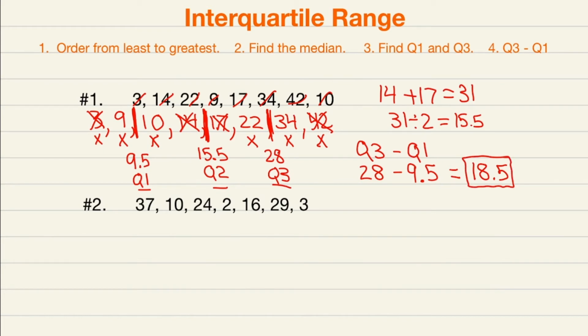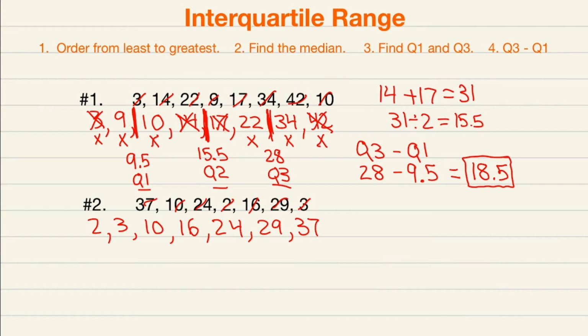All right, now let's move on to number 2. Let's find the interquartile range of this one. Let's start off by ordering our numbers from least to greatest. So we have 2, 3, 10, 16, 24, 29, and finally 37. So we ordered it from least to greatest.